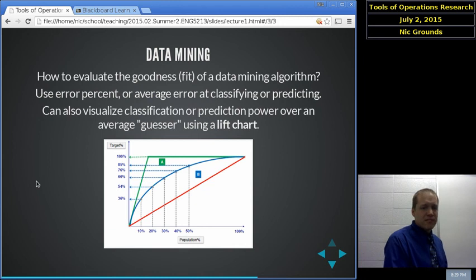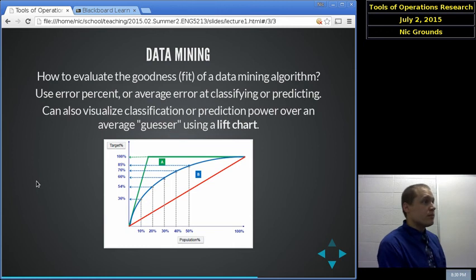And here's effectively what a lift chart could look like. The red straight line there in the middle is the average guesser. That is, if I just guess the average number of graduates, or whatever it is, that's what the red line represents. The blue line in this case represents some data mining algorithm. And what we see is that it curves and goes higher than the red line, which is good.